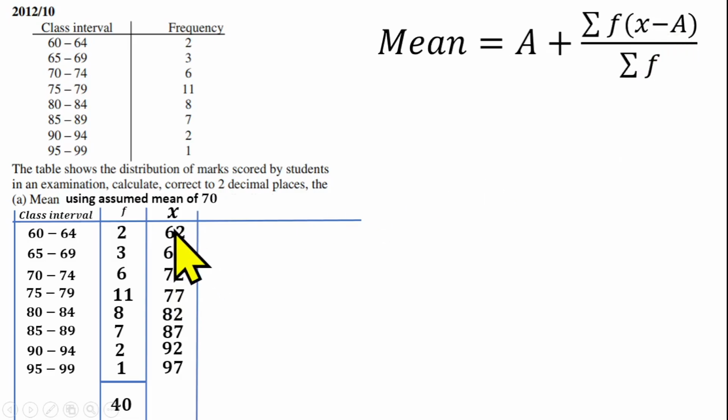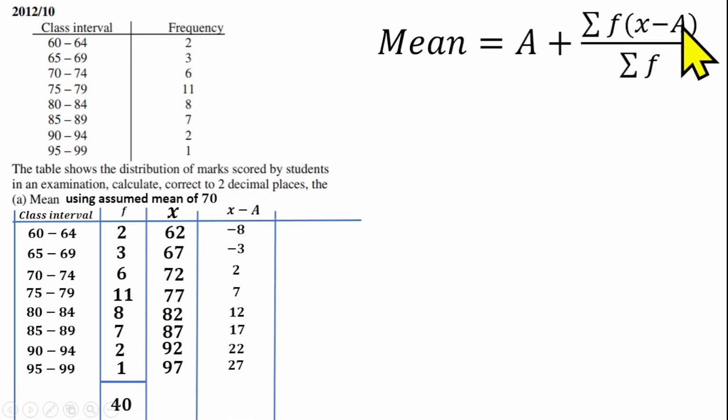Then we need to compute our x minus the assumed mean. So we have 62 minus 70, which gives us minus 8. 67 minus 70 gives us minus 3. 72 minus 70 gives us 2. 77 minus 70 is 7. 82 minus 70 is 12. 87 minus 70 is 17. 92 minus 70 is 22. 97 minus 70 is 27. So that's our x minus the assumed mean.